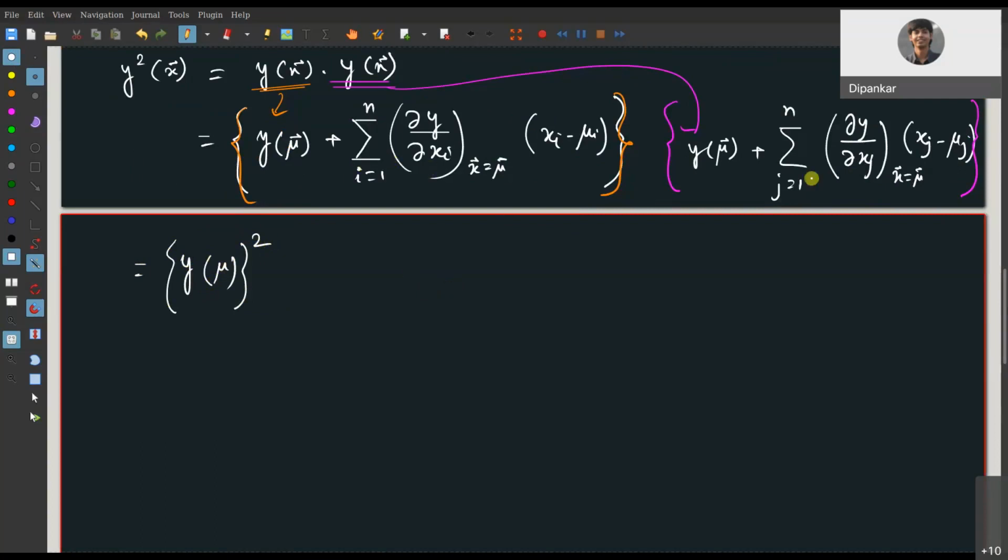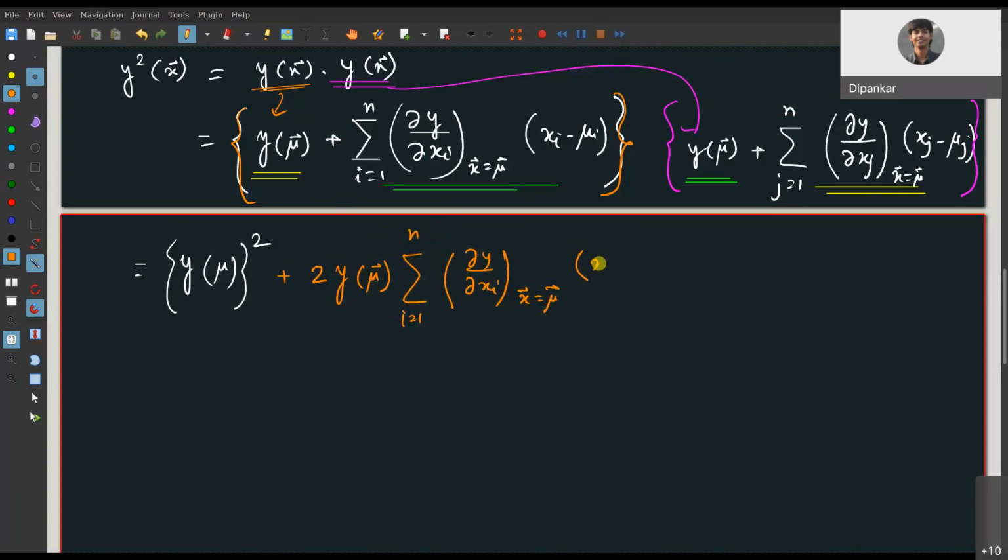Okay. And the second term, notice carefully. First, this term might get multiplied with this term and give you y mu times the sum, or you can have this term multiplied with this term. You have y mu multiplied with the same sum. So what you have is 2 times y mu, times the summation over i equals 1 to n of del y del xi evaluated at x equals mu, times xi minus mu i. And then the second term is this term multiplied by this term.